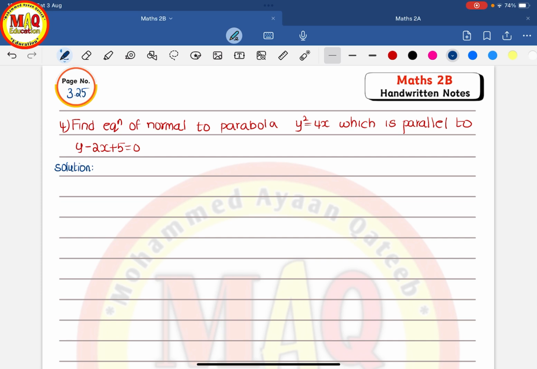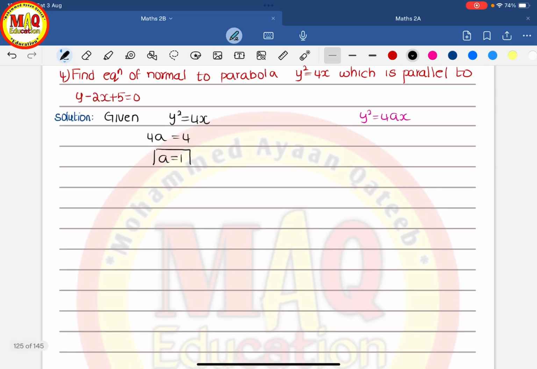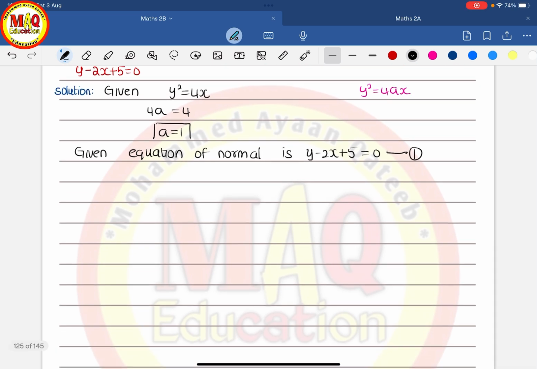Find the equation of normal to the parabola y square equal to 4x, which is parallel to y minus 2x plus 5 equal to 0. First let us write given. Parabola is y square equal to 4x. Compare this with y square equal to 4ax. So here 4a equal to 4 and a value equal to 1. Given equation of normal is y minus 2x plus 5 equal to 0. Let this be equation number 1.